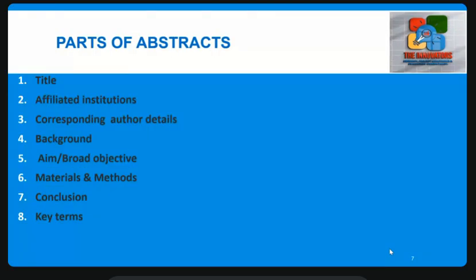Now, let us look at the parts of the abstract. As I said earlier, the abstract has 8 parts, which include title, author affiliation, institution, corresponding author details, the background, the aim or the broad objective, the materials and method or methodology, the conclusion, as well as the key terms. So we will be breaking down how to write each part from the title to the key terms.